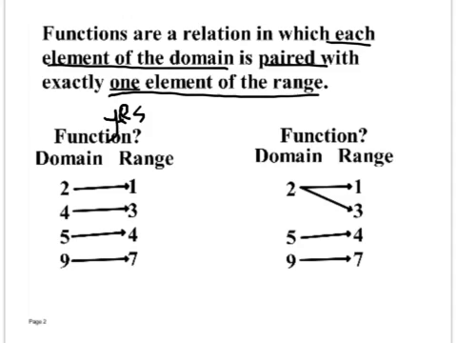What about this next one? Is this a function? It is not a function. Because if you look, 2 is paired with what? 1 and 3. What's 5 paired with? 4. What's 9 paired with? 2 is paired with 1 and 3, so that means it's not a function.